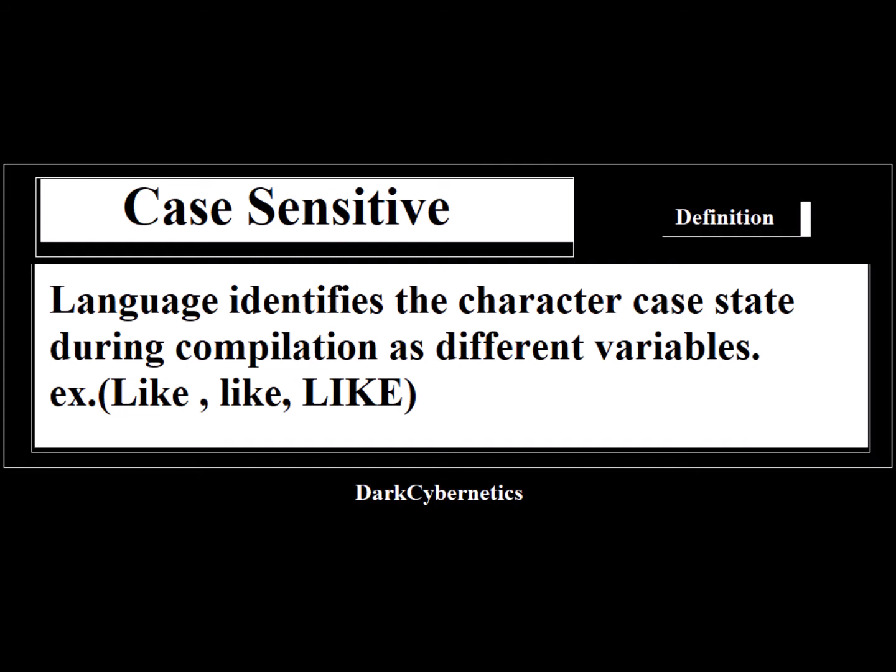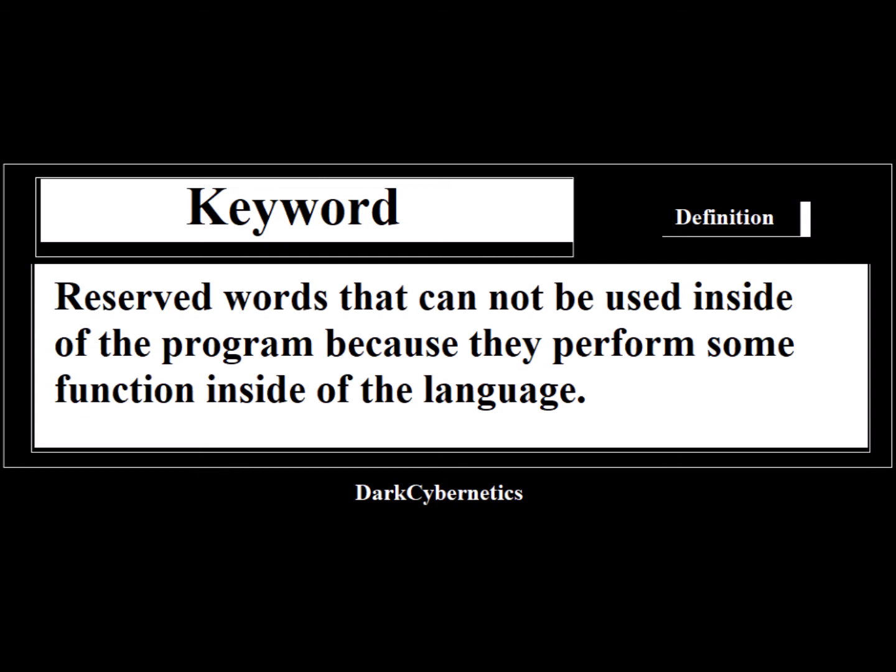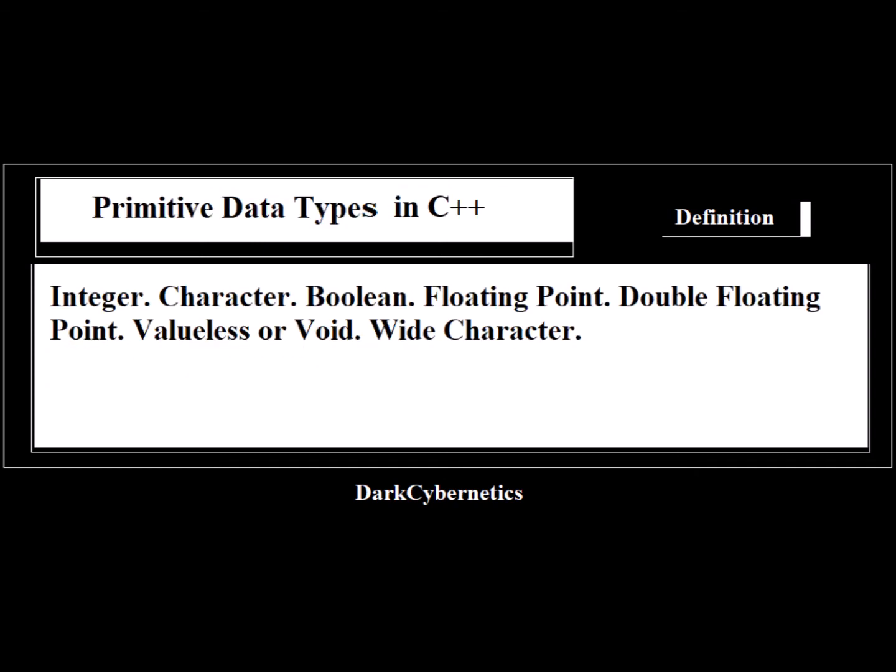In the C++ programming language, identifiers and keywords are case sensitive, meaning there's a difference between the way words are typed in C++. The syntax is the general structuring of the way the arguments are developed, and there are keywords in C++, but these reserved words cannot be used in our programs.